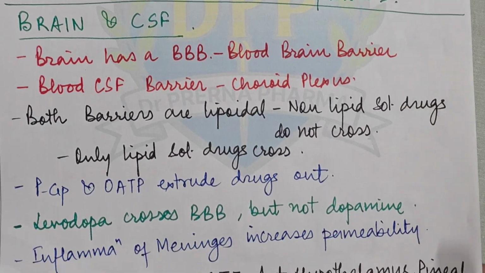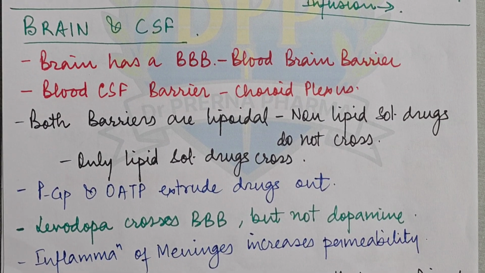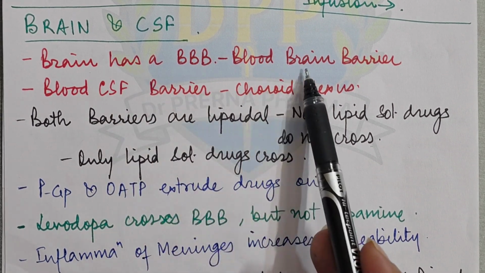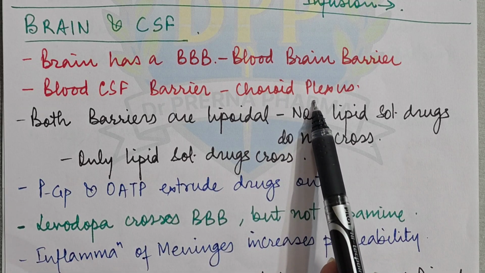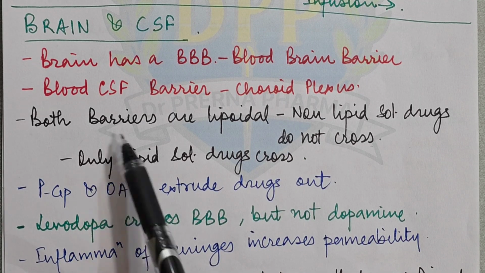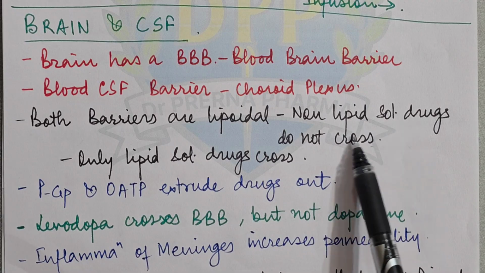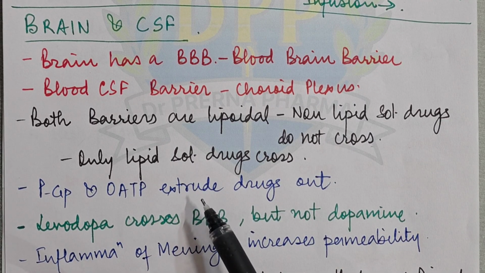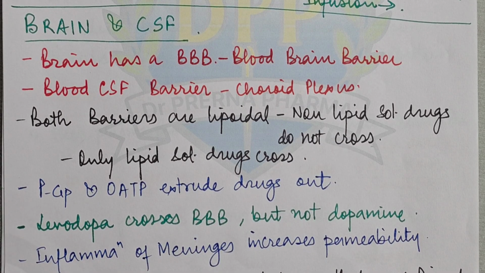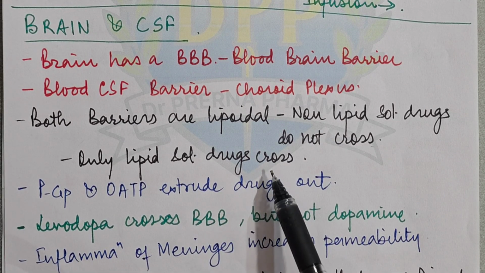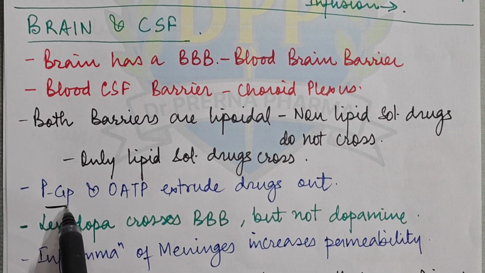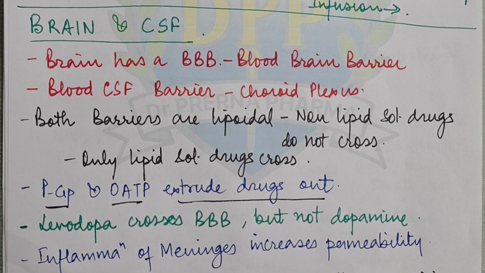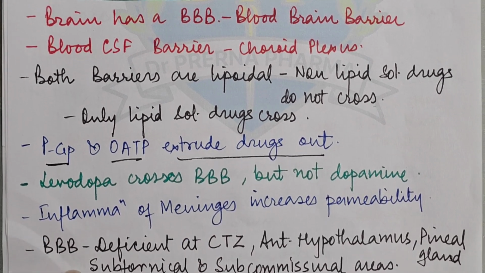The next thing that we have to study is the brain and CSF. Now we are talking about redistribution, so let's understand the various organs also. The brain has a blood-brain barrier and it also has a blood-CSF barrier in the choroid plexus. Both the barriers are lipoidal. So lipid-soluble drugs will cross, but non-lipid soluble drugs will not cross. The blood-brain barrier is very tight at all places except deficient in one or two places. Another mechanism is that there are P-glycoprotein and organic anion transporters which extrude the drugs out. Even if some toxic drug reaches, it removes the drug.